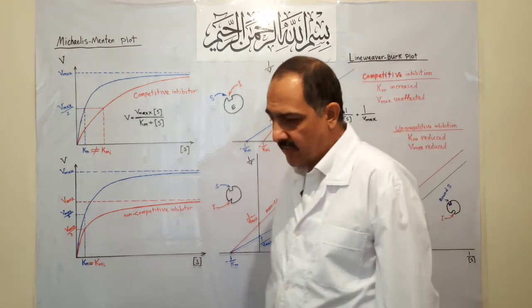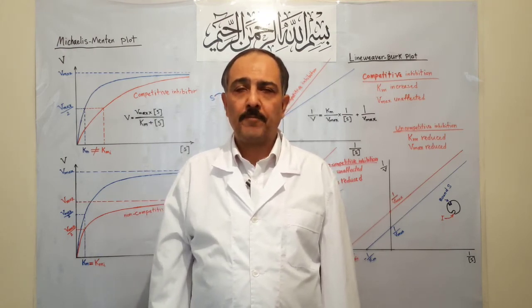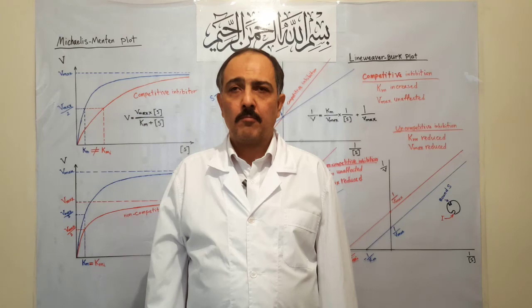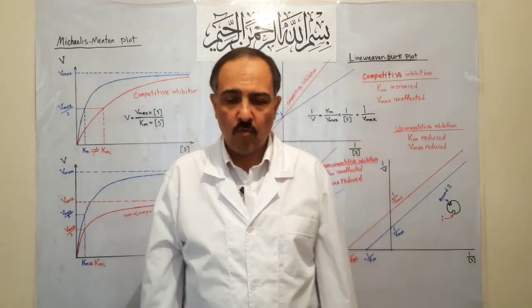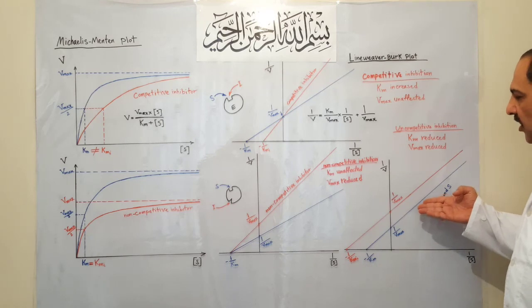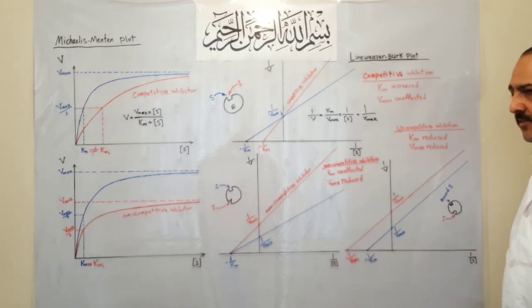Question. Please pay attention to Michaelis-Menten plot of uncompetitive inhibition. As you see, both two curves cross each other. Please answer why they don't cross each other in Lineweaver-Burk plots.